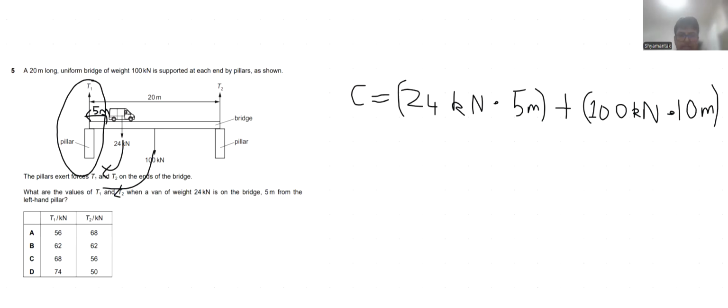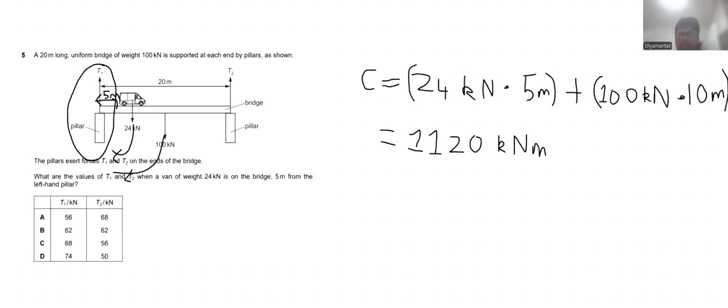So if you calculate this, this would be 120 kilonewton meters, and this would be 1000 kilonewton meters. So if you add 1000 and 120, 1120 kilonewton meters. Now, this is the total anti-clockwise moment. Sorry, total clockwise moment. My fault. You see, it's pretty complicated. The clockwise, anti-clockwise, it gets mixed up in the head. So we have to be pretty careful.